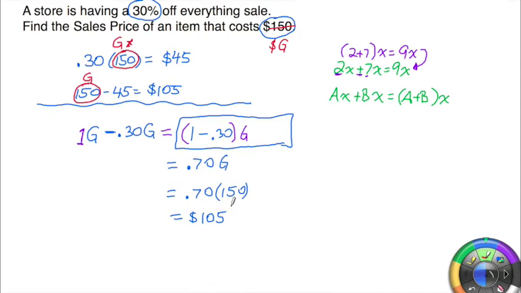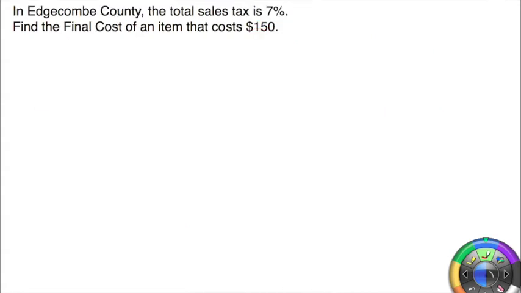But we'll hold off on that for just a second, and we'll come back to this step. But for finding sales price, this is actually the quicker way. If it's 30% off, you subtract that from 100%, and you take 70% of the value to find your sales price. All right, let's look at tax.